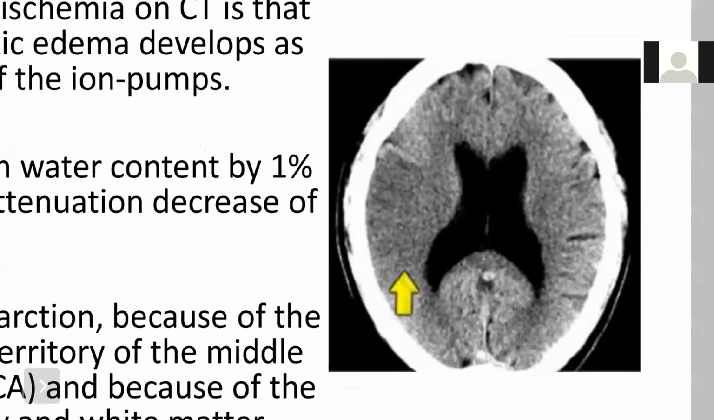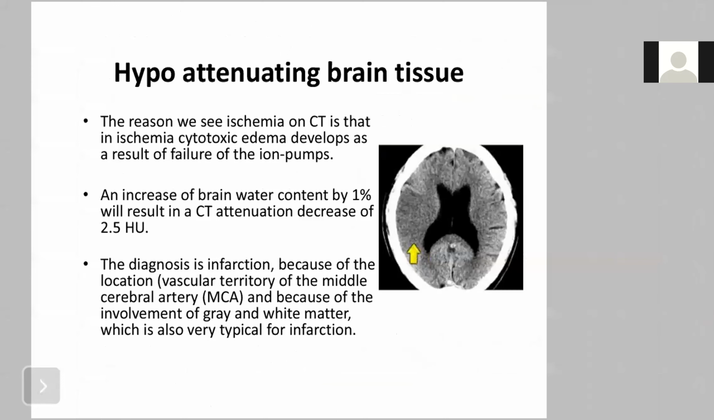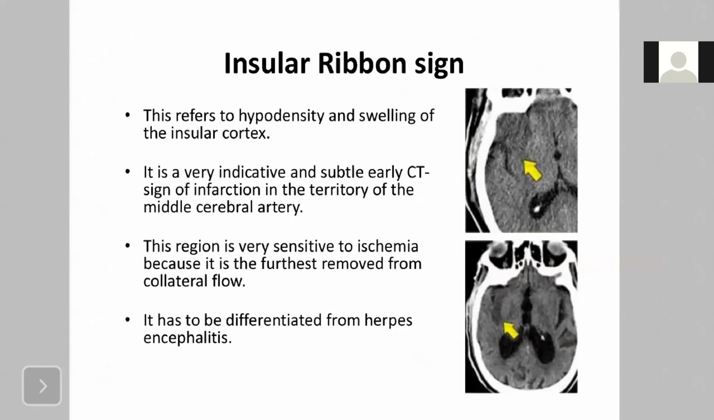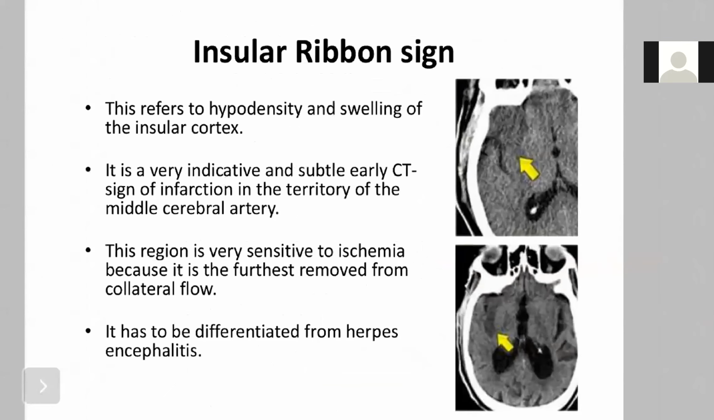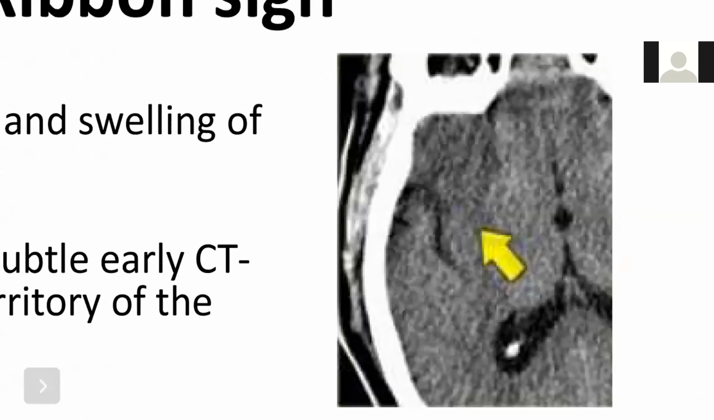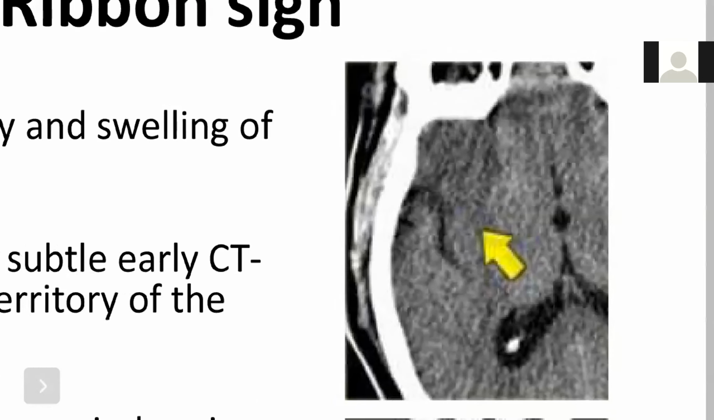So, insular ribbon sign. Insular ribbon sign refers to the hypodensity and swelling of the insular cortex. You see, this is the insular cortex. If the other side had been shown, you could easily differentiate that the other insula is quite prominent, while this insula is quite blurred. So this is an insular ribbon sign.